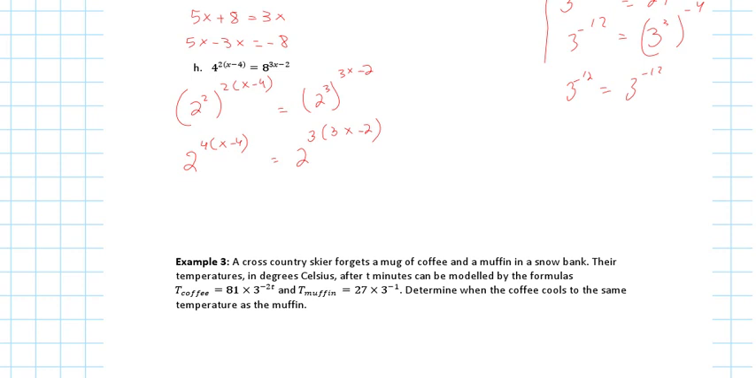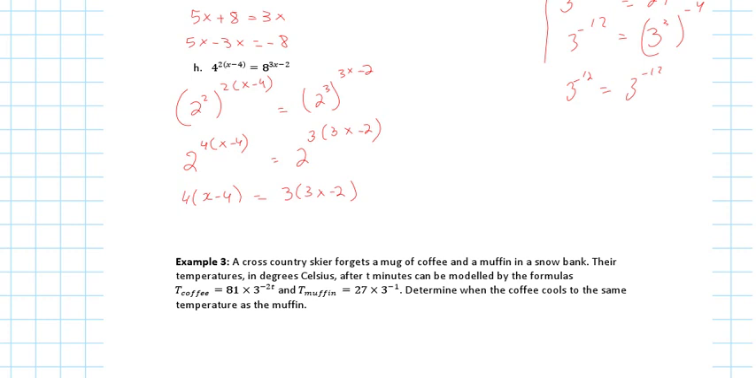Now, since I have the same base on both sides, I can simply get rid of my base, okay, and make my exponents equal to each other. So that's going to be 4 times x minus 4 equal to 3 times 3x minus 2. Now I can expand, okay? Again, if you did it another way, that's fine. Sometimes there are things that you can do in a different way, and then you're going to get the same answer, okay? So if you decide to distribute first, that's fine, right?